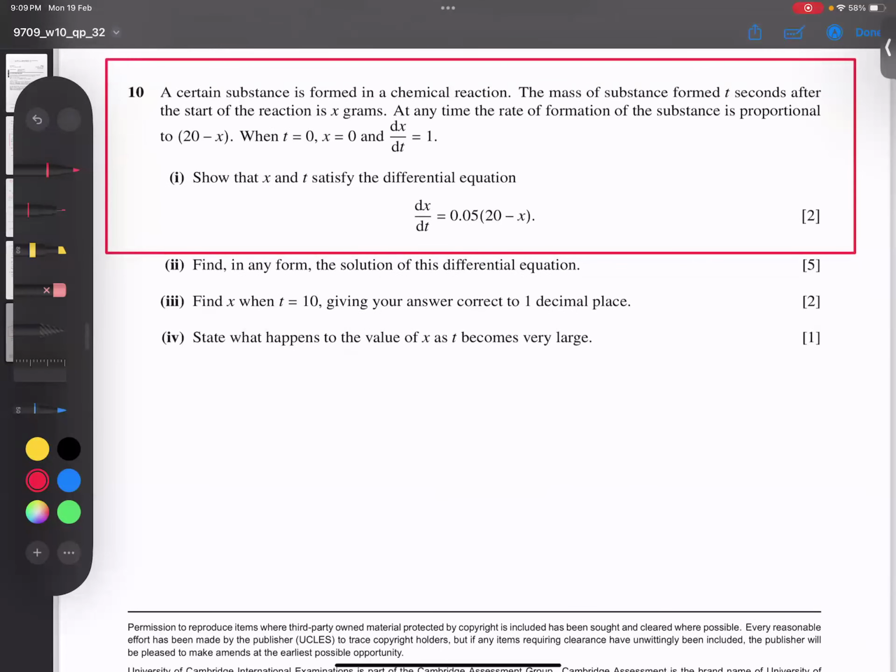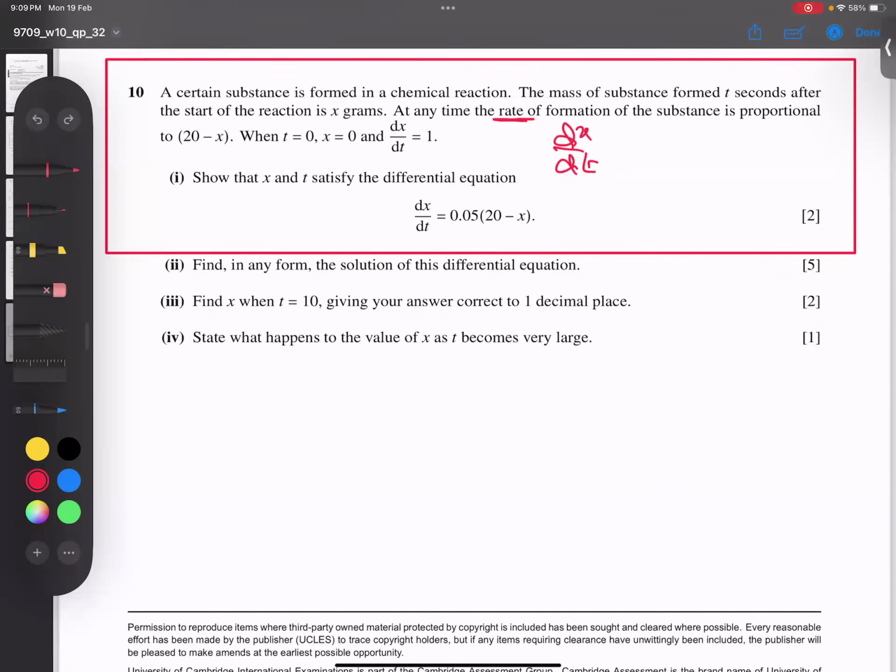Bismillah ar-Rahman ar-Rahim. Once again, he said that a certain substance is formed in a chemical reaction. The mass of substance formed after the start of the reaction is x grams. At any time, the rate of formation of substance is proportional to... It's a very interesting rate. Rate, I said before, d over dt is called rate. But rate of what? Of substance. And substance, what? x grams. The second number hint is available down here.